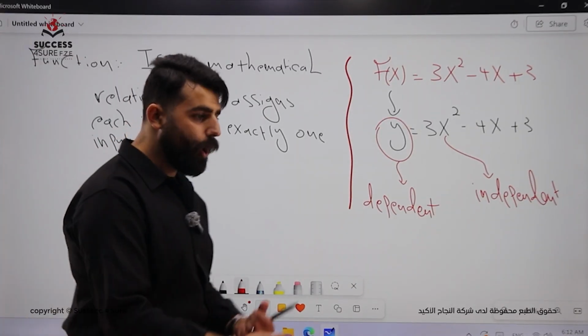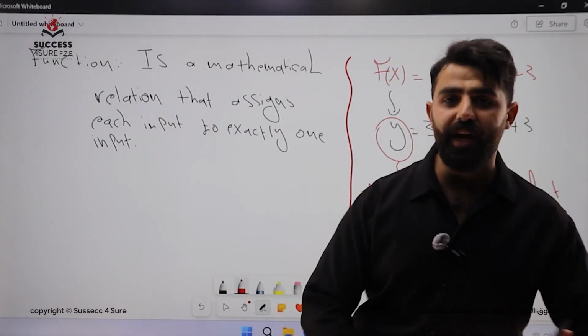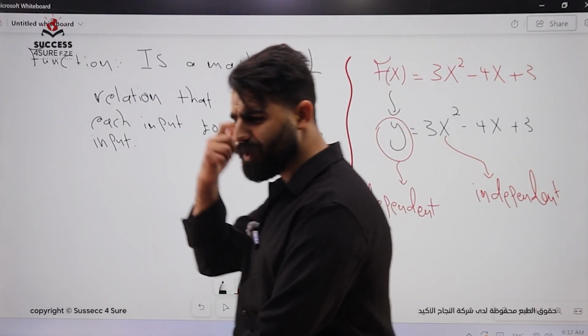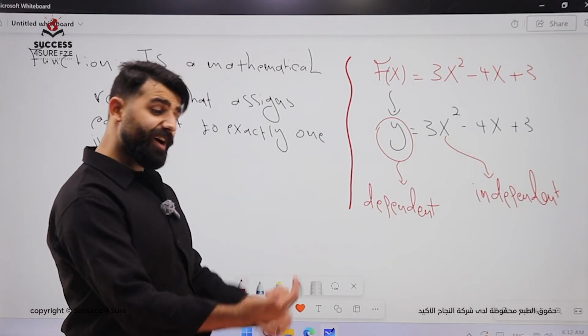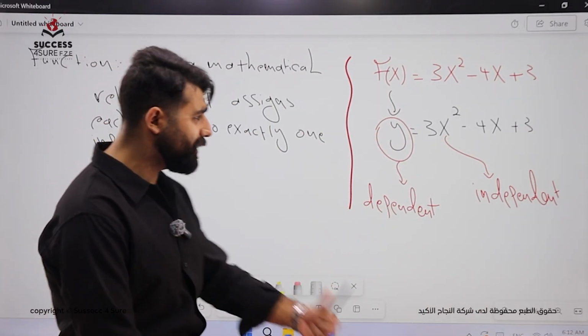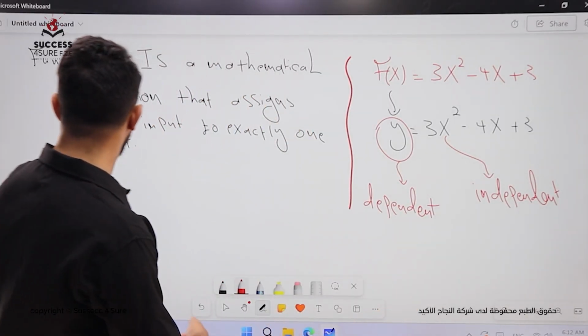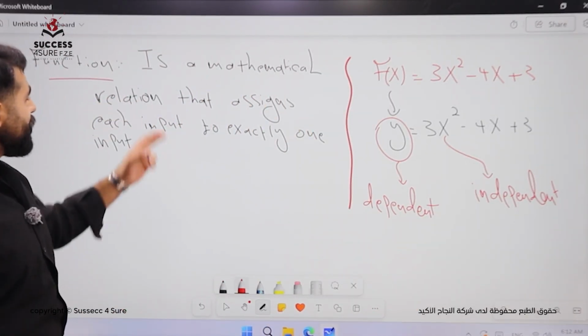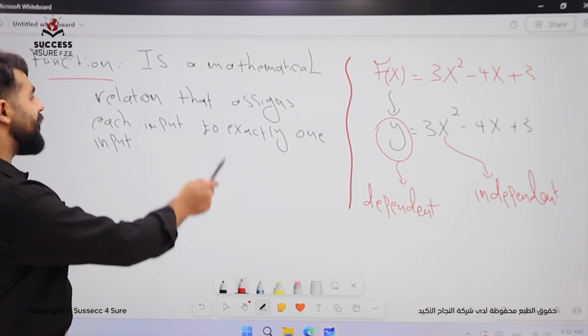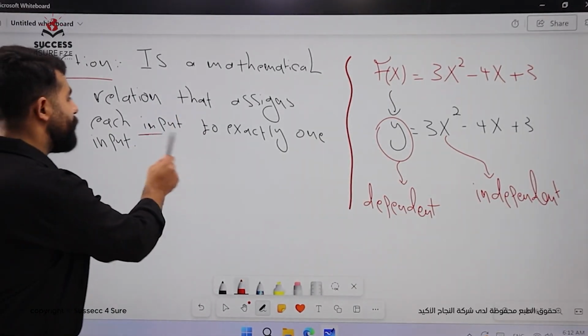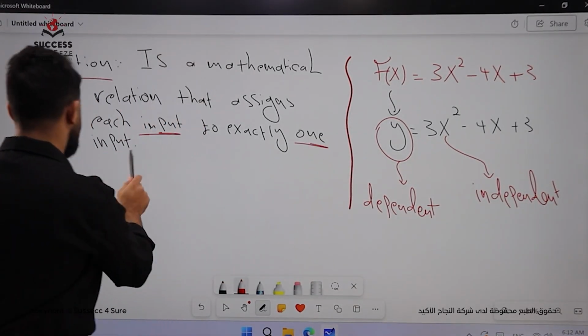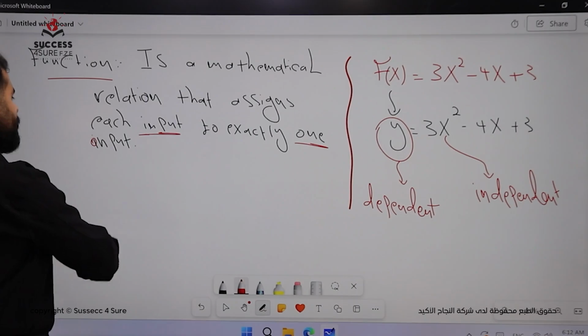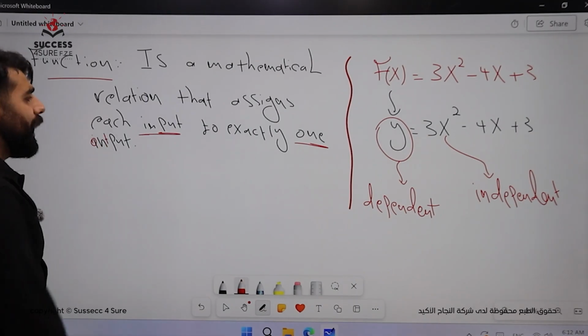When you say function, you always hear about f of x, g of x as the function, and you hear words like f in terms of x or y in terms of x. Now you have to understand what the word function means. The function is a mathematical relation that assigns each input to exactly one output. All right, so each input to exactly one output.